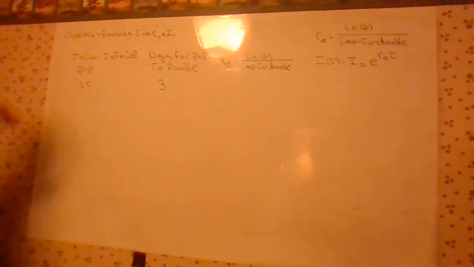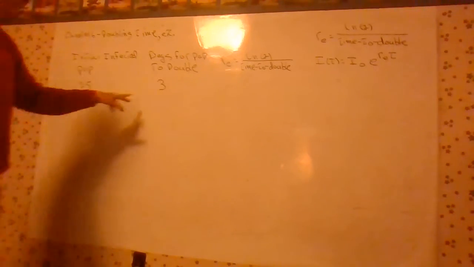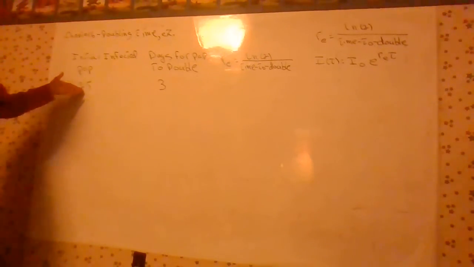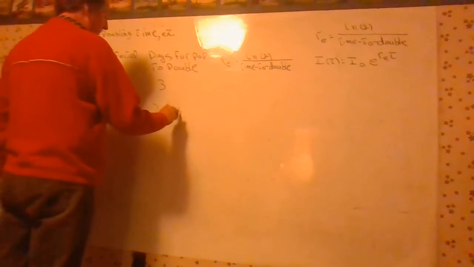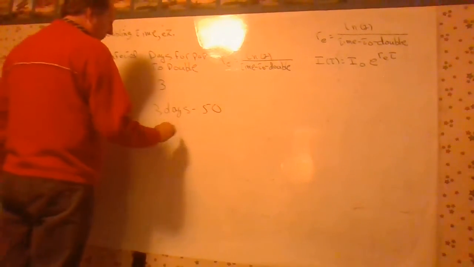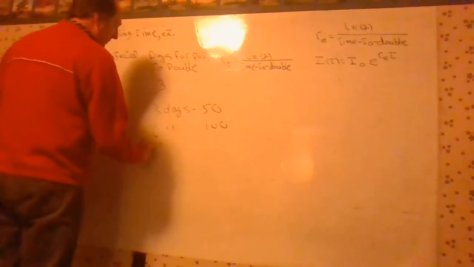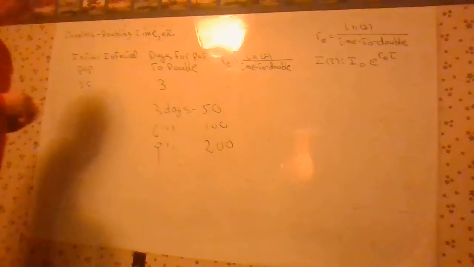Suppose, for instance, we have an initial population infected at 25. Time to double is 3 days. So, for instance, in 3 days we'd have 50. 6 days we'd have 100, 9 days we'd have 200, etc., etc., etc.